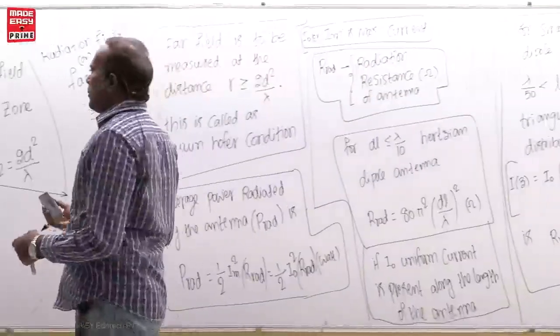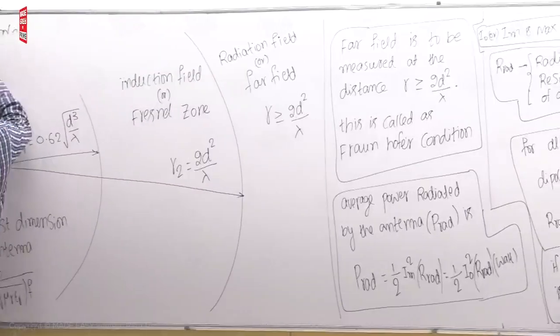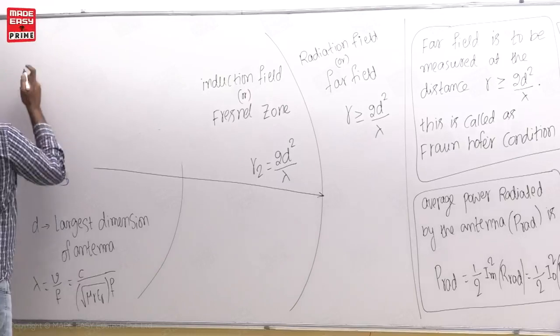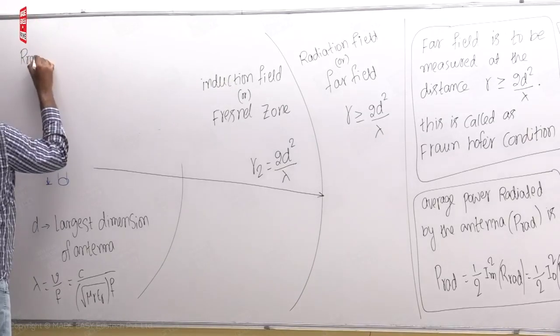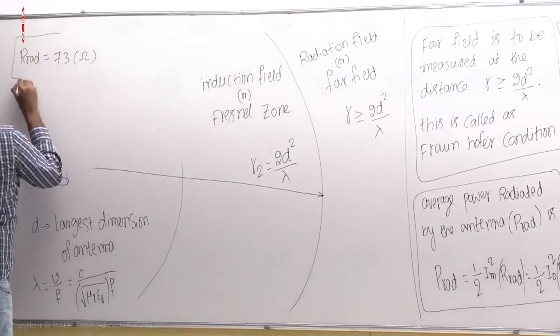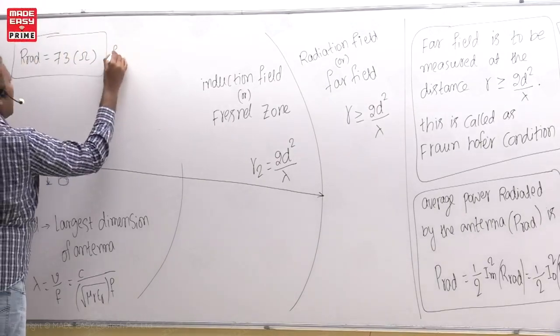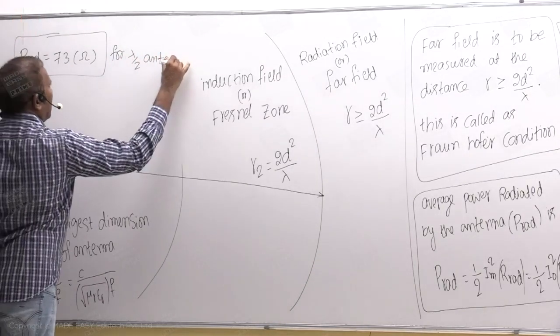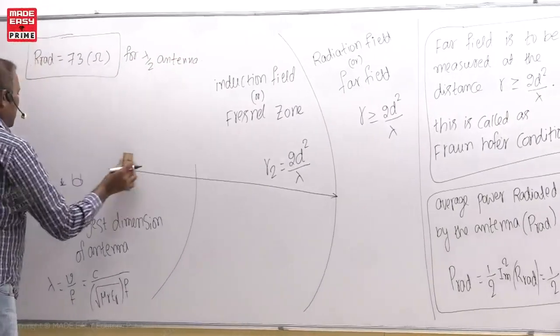Okay, so now if you see, the radiation resistance of this is equal to 73 ohm. This you have to remember. This is the radiation resistance for the lambda by 2 antenna.